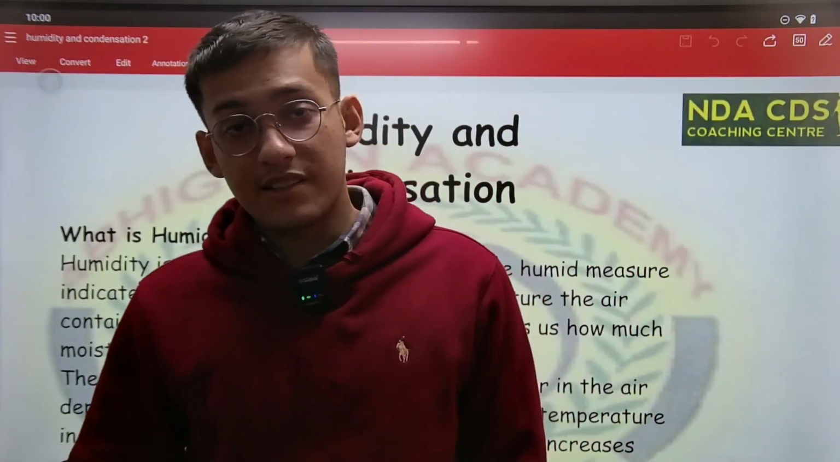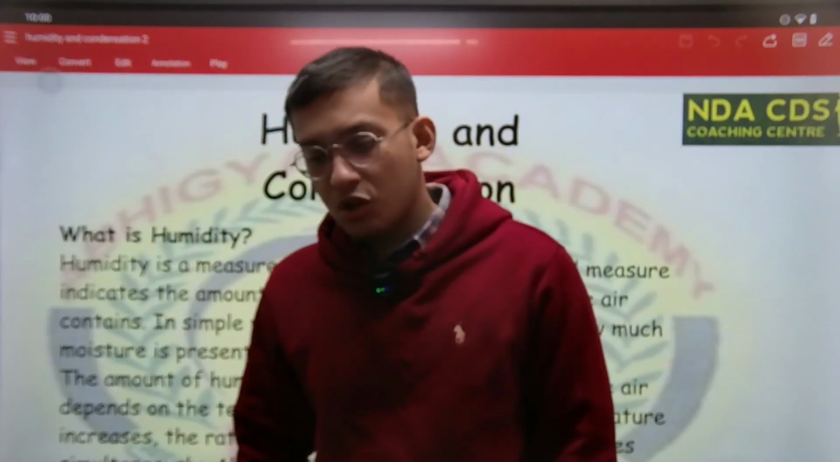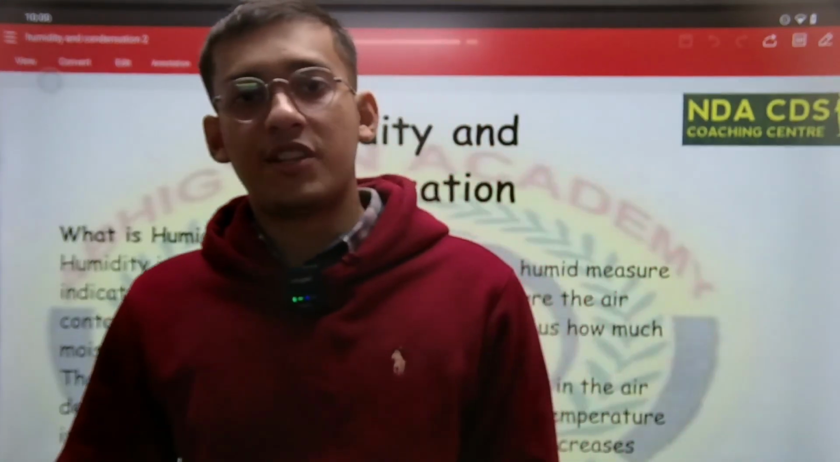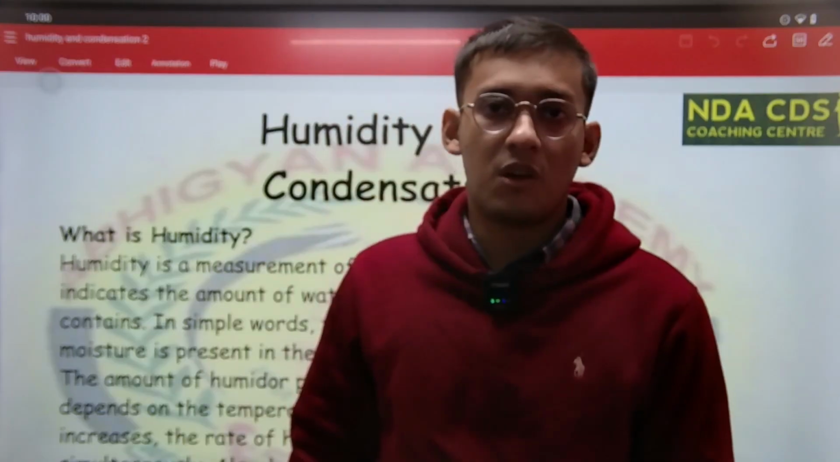In the clearest and the easiest way, humidity can be defined as the amount of water vapor present in the atmosphere. And to give a proper explanation, humidity is the ratio of water vapor present in the atmosphere to the total amount of water vapor which the atmosphere can hold. So the definition will be the ratio of water vapor present to the total water vapor which can be held, right?